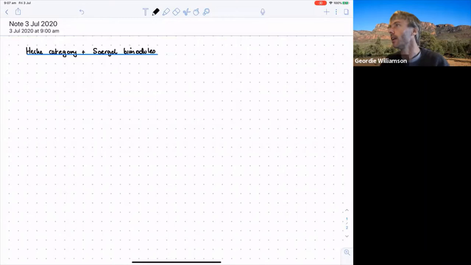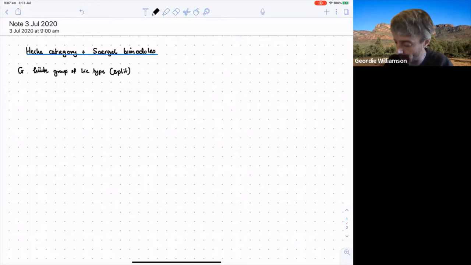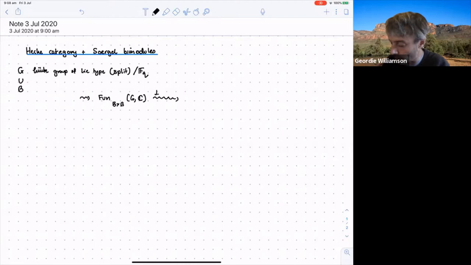So what's the motivation? If we consider just for a moment G a finite group of Lie type, and assume it's split, then we can consider this Hecke algebra. So this is just an algebra that a priori depends on G and Q. But what Iwahori noticed, so this is an algebra over C.